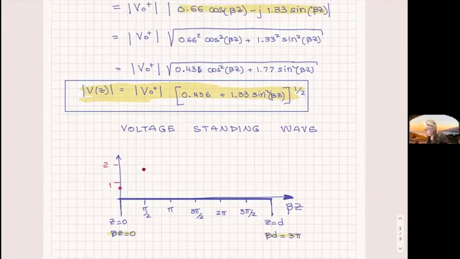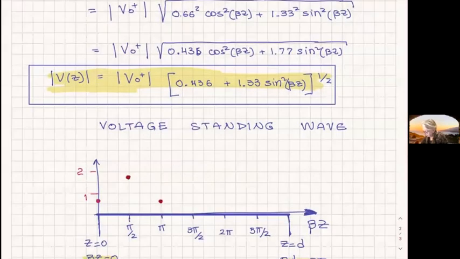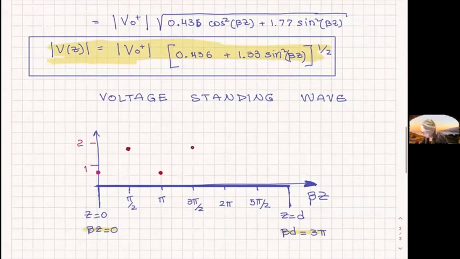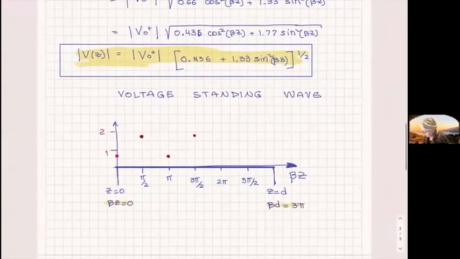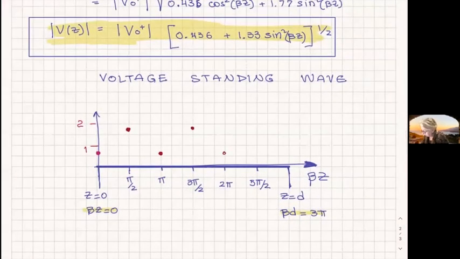And then at pi, sine goes to 0, it's going to go down here again. And then at 3 pi over 2, it's going to go here. And then here, and then here. So now if I were to plot it, you should get a plot that looks not like a sine, it's going to look like this.